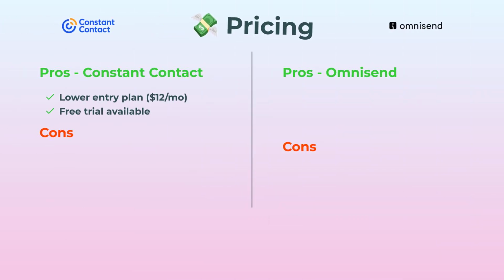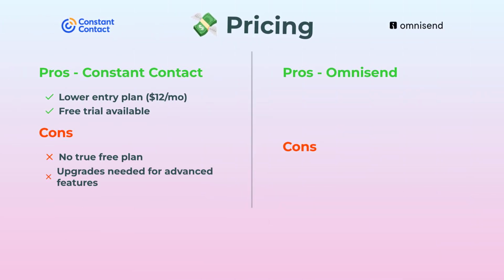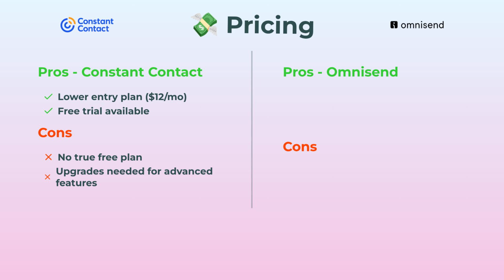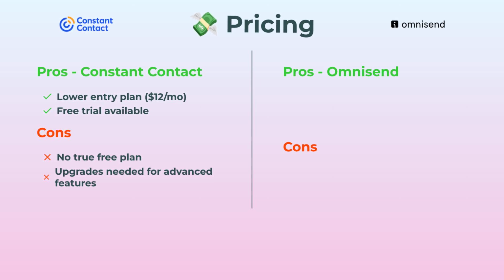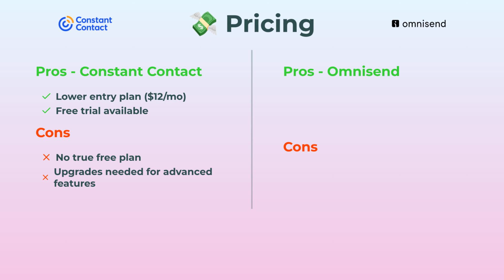Constant Contact is all about that lower entry point. Their basic plan is just $12 a month, and you do get a free trial, which is nice. But there's no forever free option. And if you want stuff like advanced automations, the cool toys, you've got to pay up for a higher plan.